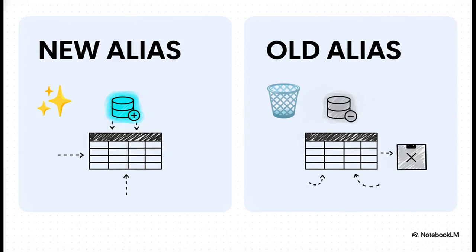So how does that even work? Well, inside the trigger's code, you get special access to the data that's being changed. There's a new alias that holds the incoming data for your inserts and updates, and there's an old alias that holds the data being replaced or deleted. This is the secret sauce that makes them so powerful.